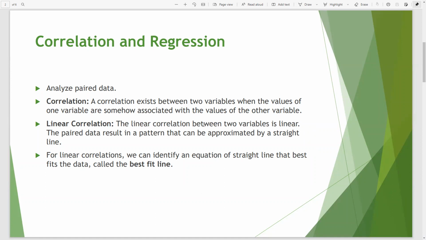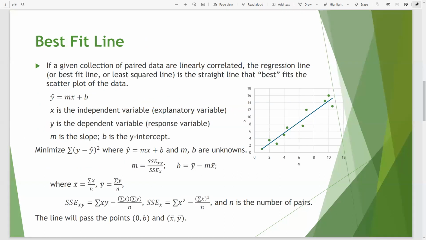If the correlation between the two variables is linear, then we say they are linearly correlated, or the paired data has linear correlation. So the paired data result in a pattern that can be approximated by a straight line. So if we have a linear correlation, we can model a straight line. For that straight line, we can identify an equation of the straight line that best fits the data, called the best fit line. We'll see what that means.